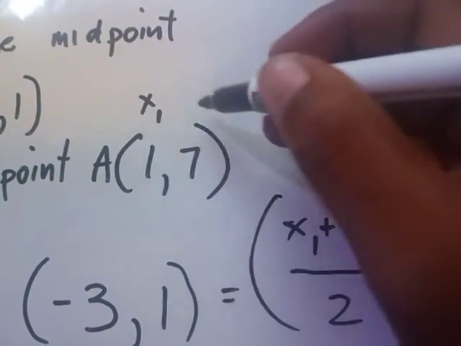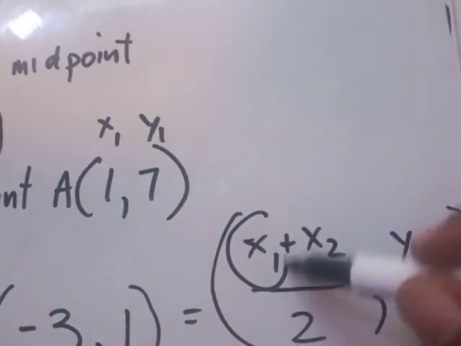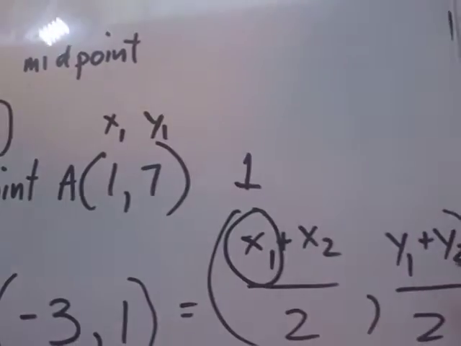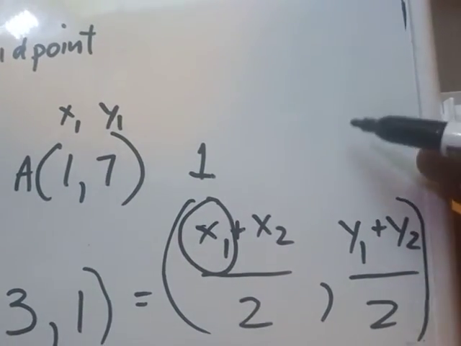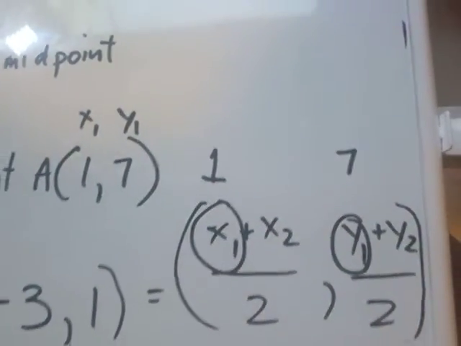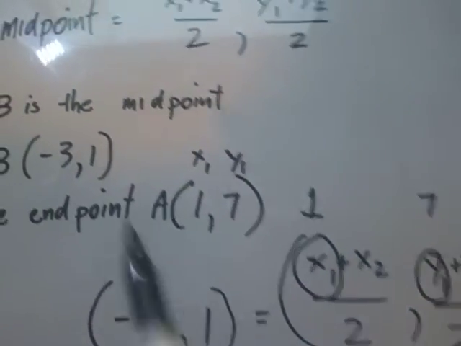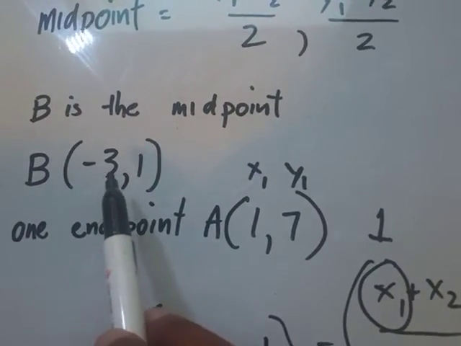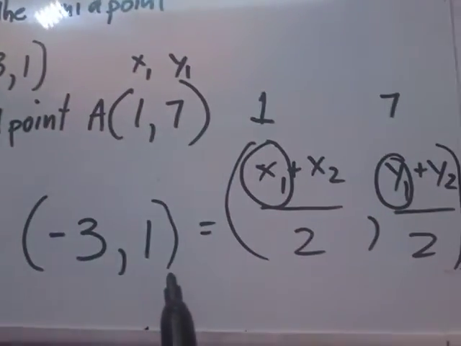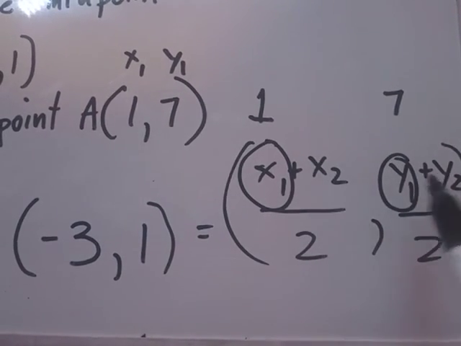That's x1. That's y1. So I'm going to replace x1 with the number 1. What am I going to replace y1 with? I'm going to replace that with the number 7. Okay? So the first place is, I want to emphasize the use of the formula. Even though I know the midpoint, I put it where the midpoint is. Next video, I'm going to show you how we calculate this and solve for the missing x2 and y2.